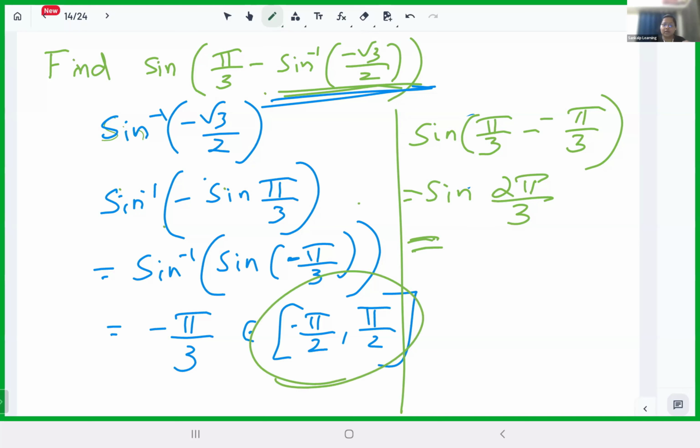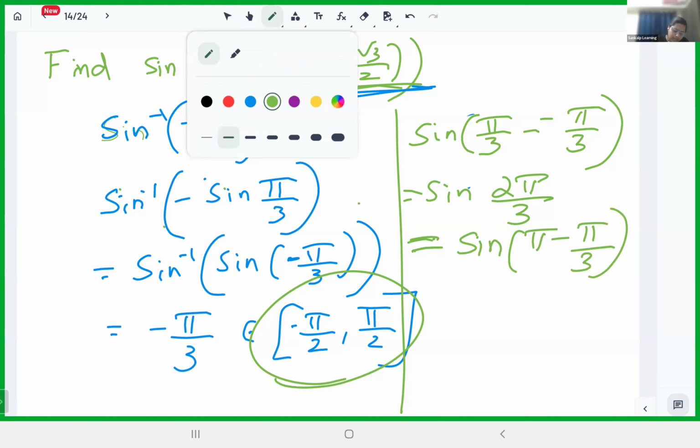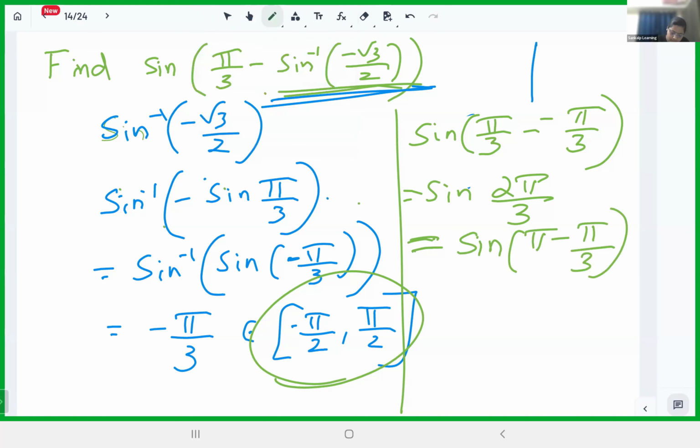So how will you find the equivalent angle of sine of 2 pi by 3? If you apply the reduction formula, we can write sine of 2 pi by 3 as sine of pi minus pi by 3. How can I write it like this? We have already explained it: in the second quadrant, sine is positive.